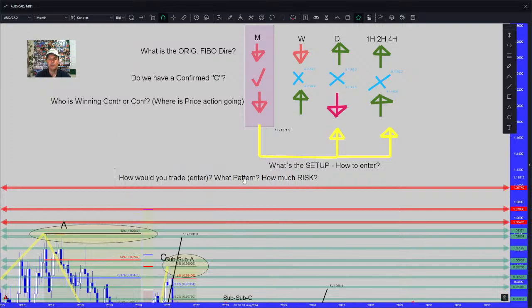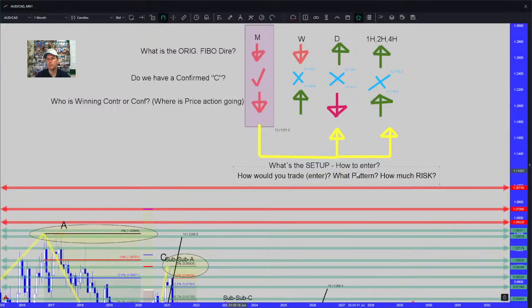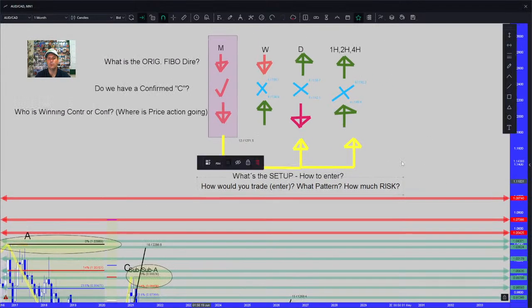Okay, everybody? That's the process when it comes to Fibonacci trading in the Forex course 101. How would you trade? Would you buy or sell? How would you enter on the 1 hour, 2 hour, 4 hour chart? What pattern would you buy, the confirmation or the original one, how much would you risk?